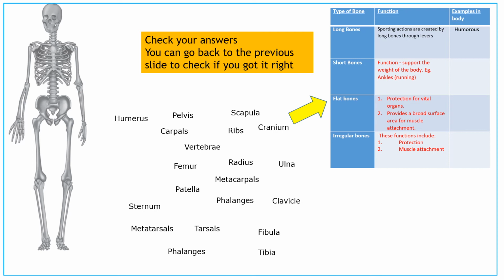So those tarsals near the feet, the top of the feet, short bones, they help us with lots of impact when we're running. I know I've been trying to get out for some runs, and I've been having a little bit of problems with my ankles. I've got a weak ankle anyway, but those short bones are helping me with all that impact and support that I need when I'm running.